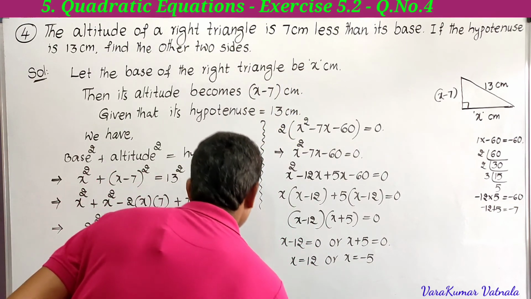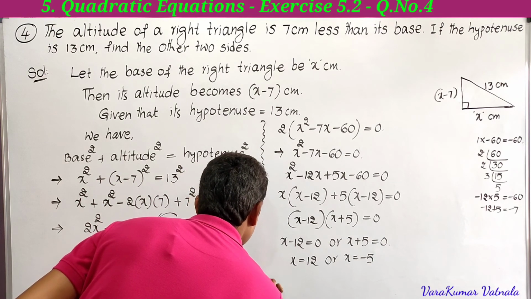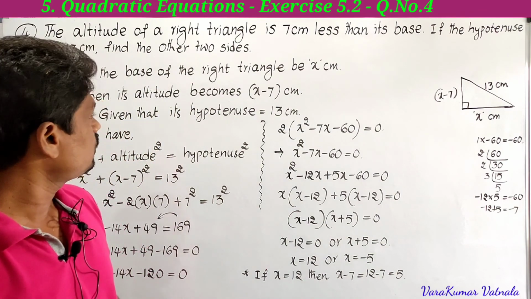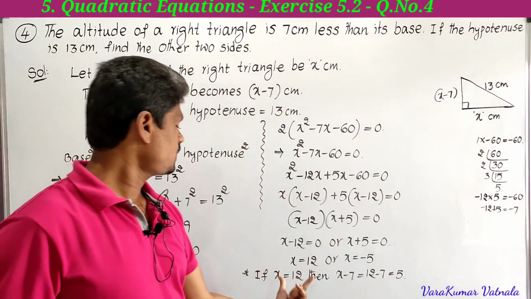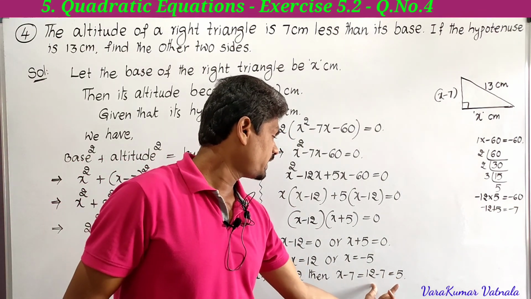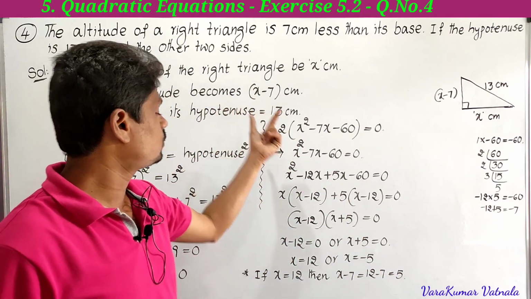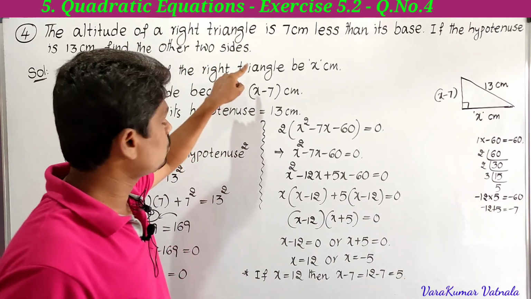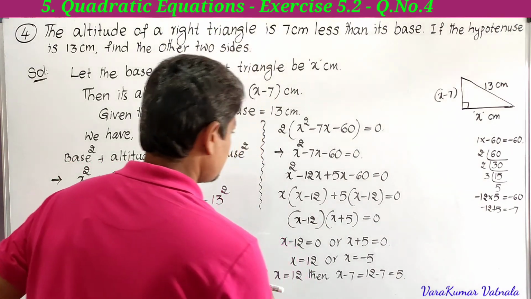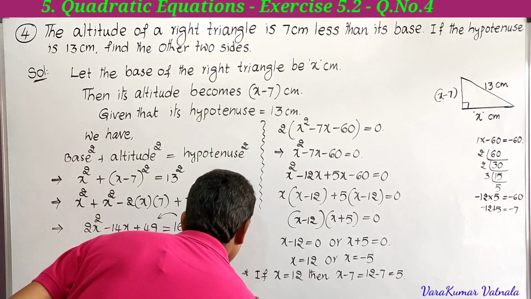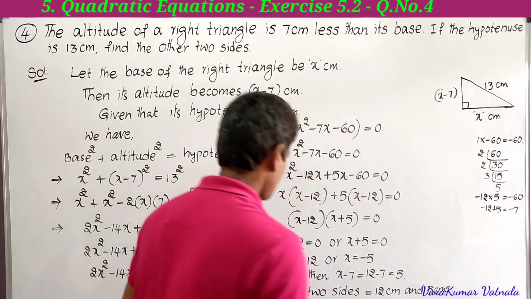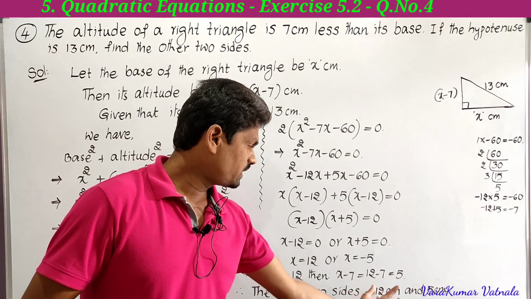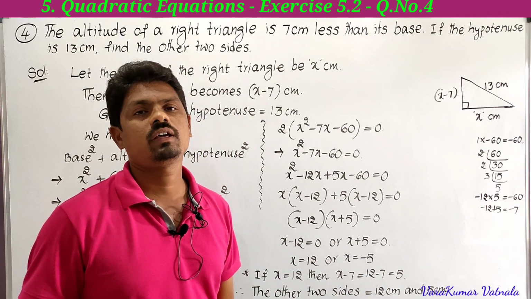If x is equal to 12, then x minus 7 is equal to 5. So therefore the x value is nothing but the base. Base is equal to 12 centimeters and x minus 7 is nothing but the altitude. Altitude is equal to 5 centimeters. So find the other two sides. Therefore the other two sides are 12 centimeters and 5 centimeters.